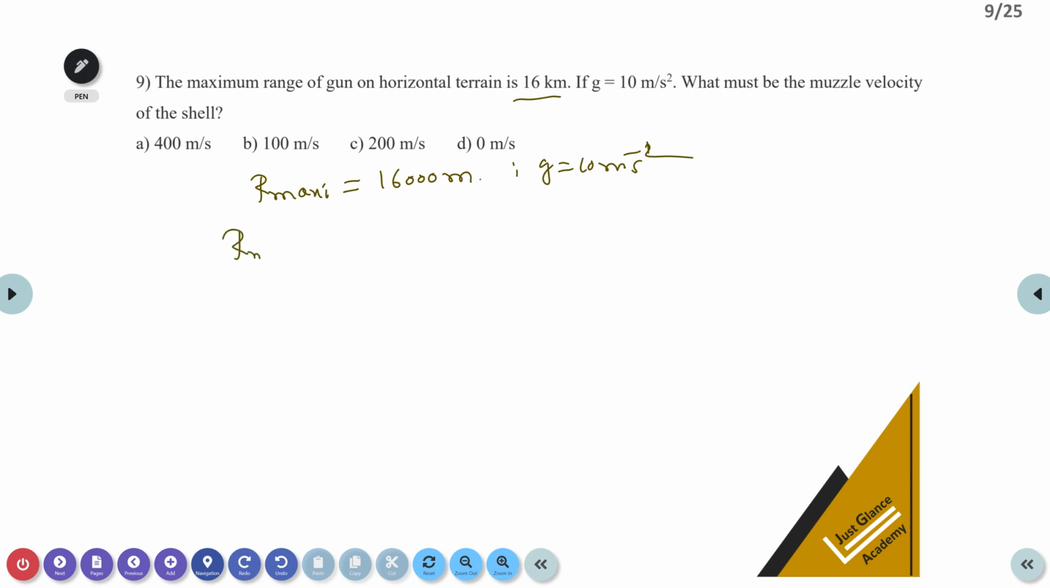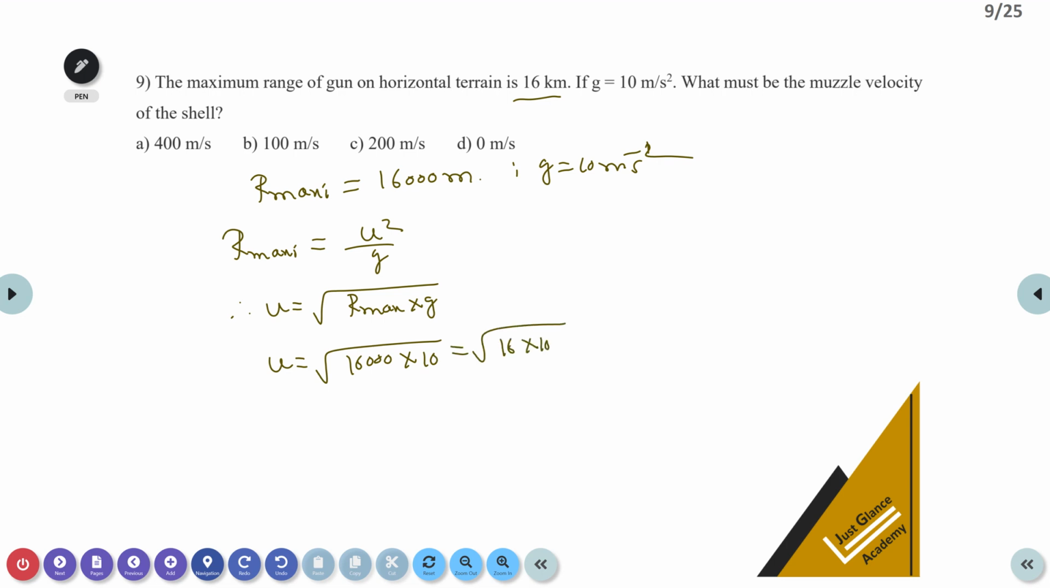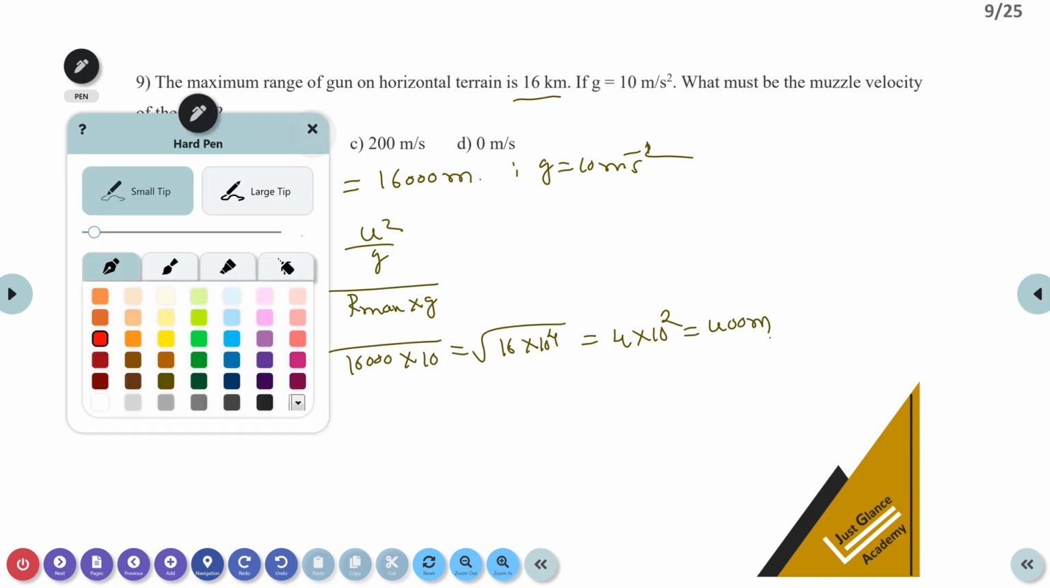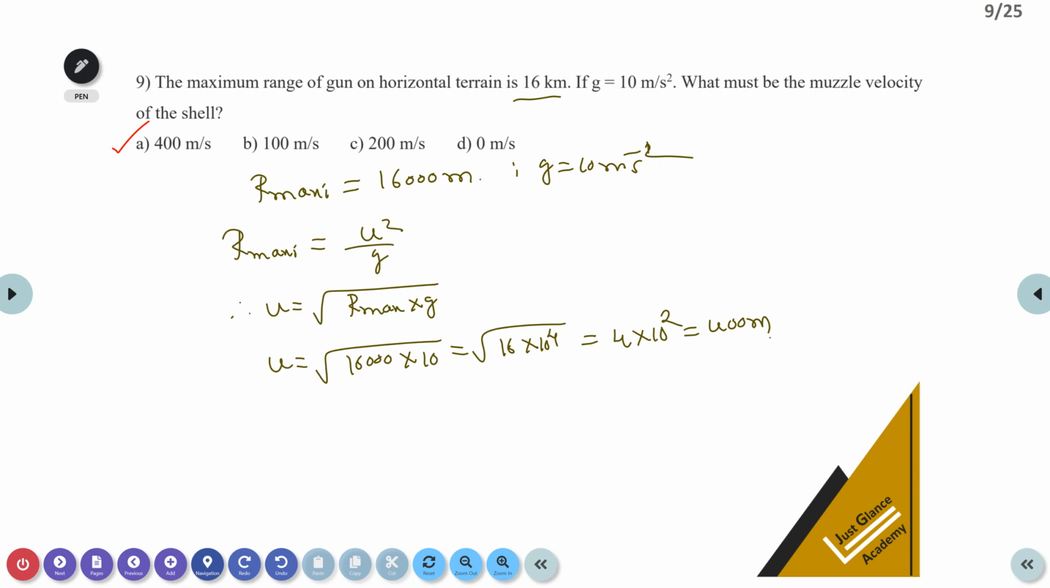R maxima equals u square by g, therefore u equals square root of R maxima into g. Substituting, this is the square root of 16,000 into 10, equal to 16 into 10 to the power of 4. The square root becomes 4 into 10 to the power of 2, equal to 400 meter per second. This is the right choice, 400.